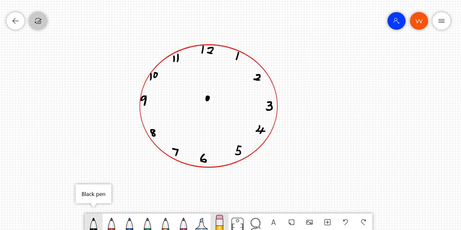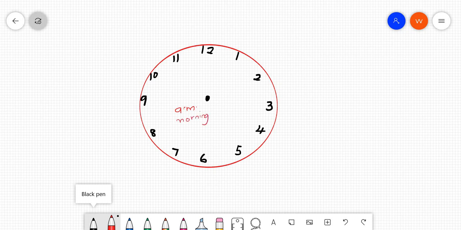Okay class, now the teacher is going to show you one more example. You see here we have a clock. Inside this clock we have numbers, right? These numbers show you what time? Yes, they show you AM time. AM means morning time. These numbers inside the clock show you AM morning time.